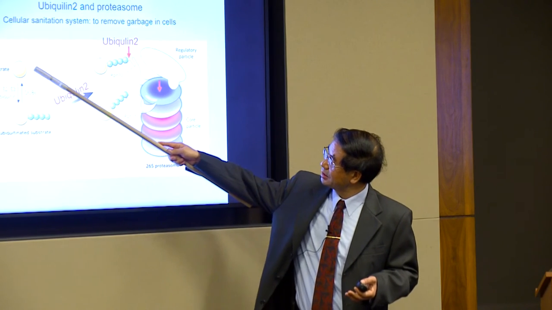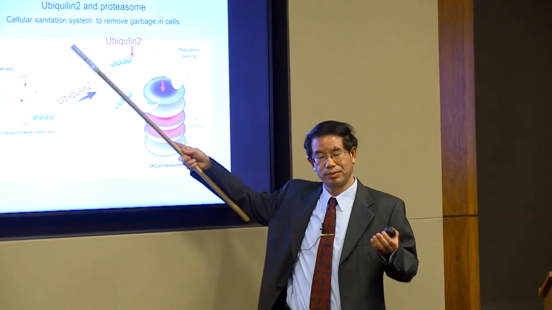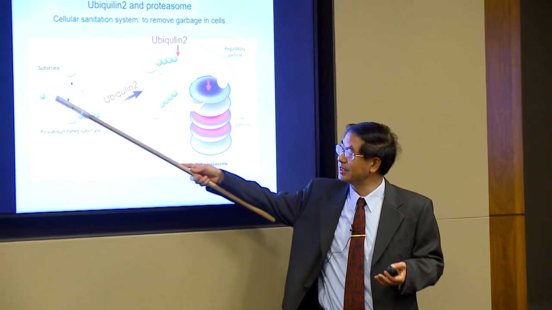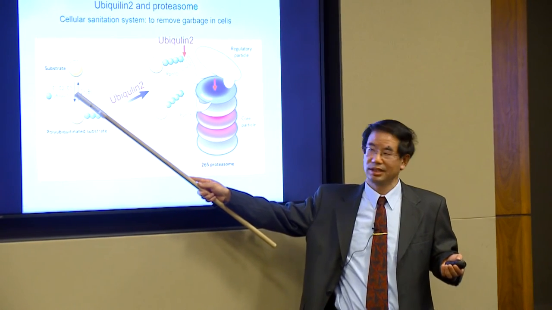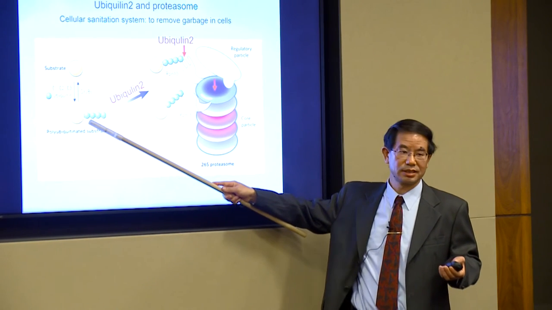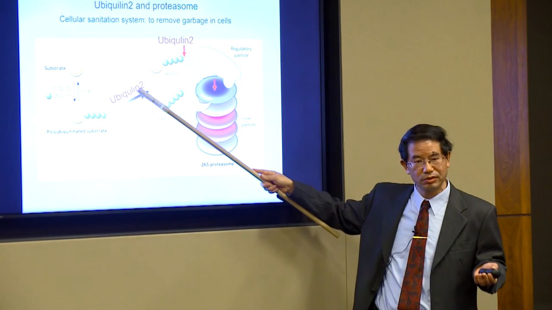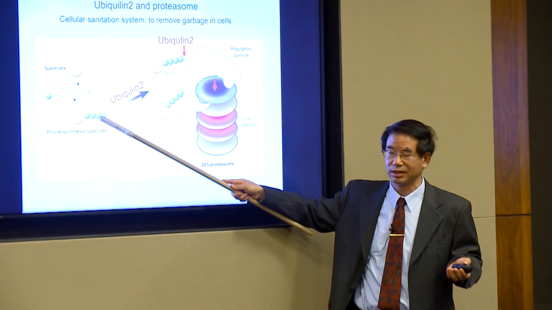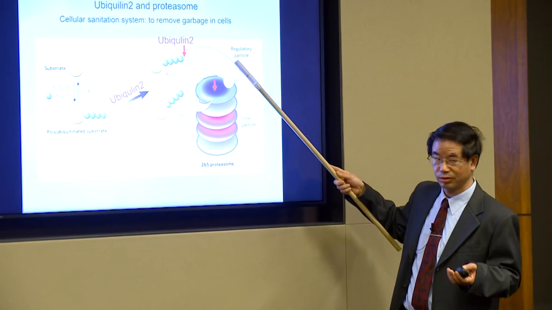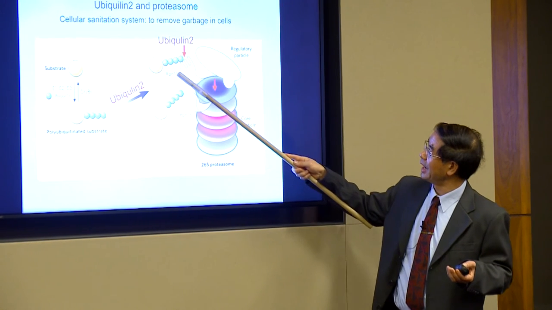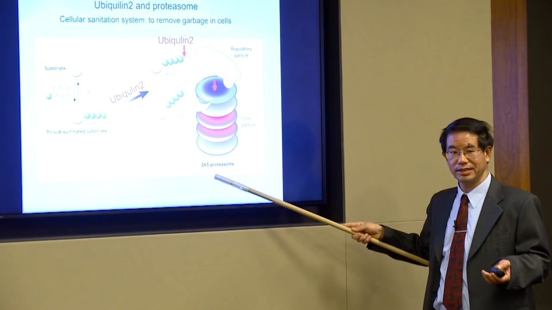In our cellular system, if a protein is damaged or needs to be removed, they put a label there that says garbage. And this label is ubiquitin. So ubiquitin labels this protein as garbage, to be removed. Then ubiquitin 2 or other ubiquitin proteins will bind to this one and move it all the way to this trash can, the proteasome system. And so this protein will be digested all the way, and the amino acids will be recycled.